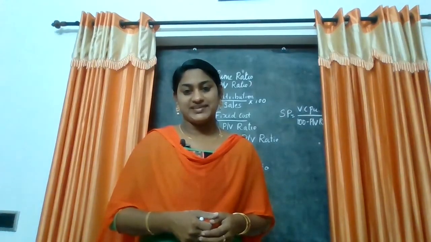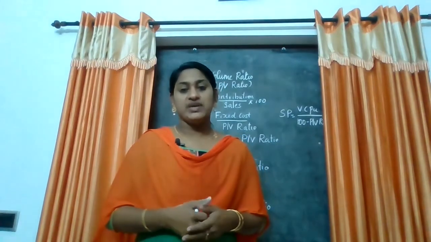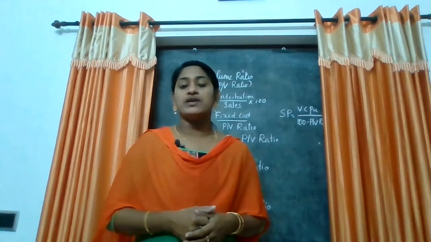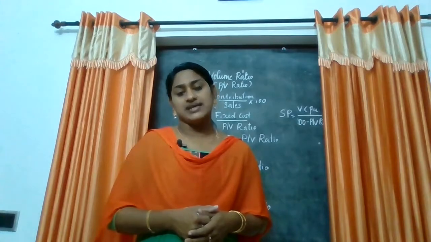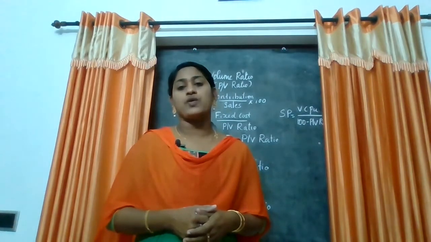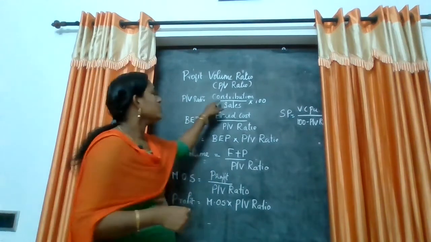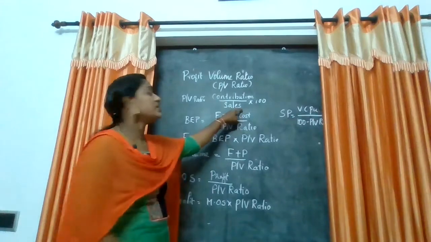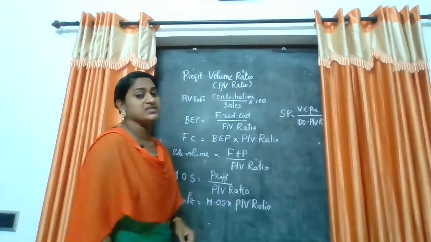Welcome students to my next class. In this class we can discuss about PV ratio. PV ratio means profit volume ratio. Profit volume ratio shows the relationship between contribution to sales. It is the ratio of contribution to sales. PV ratio is equal to contribution divided by sales into 100.